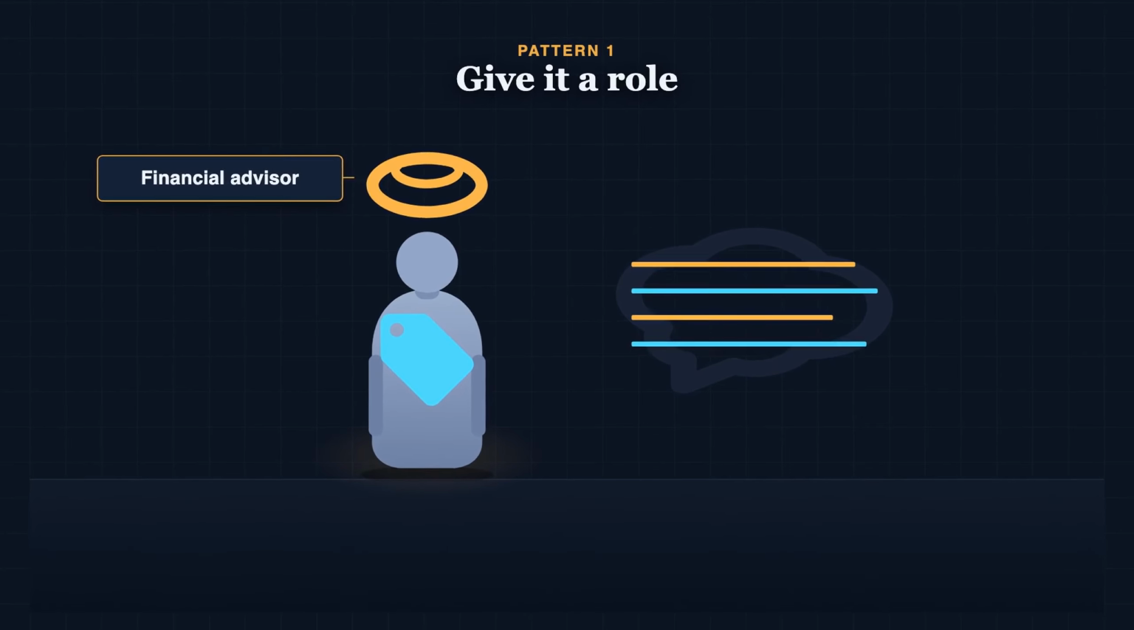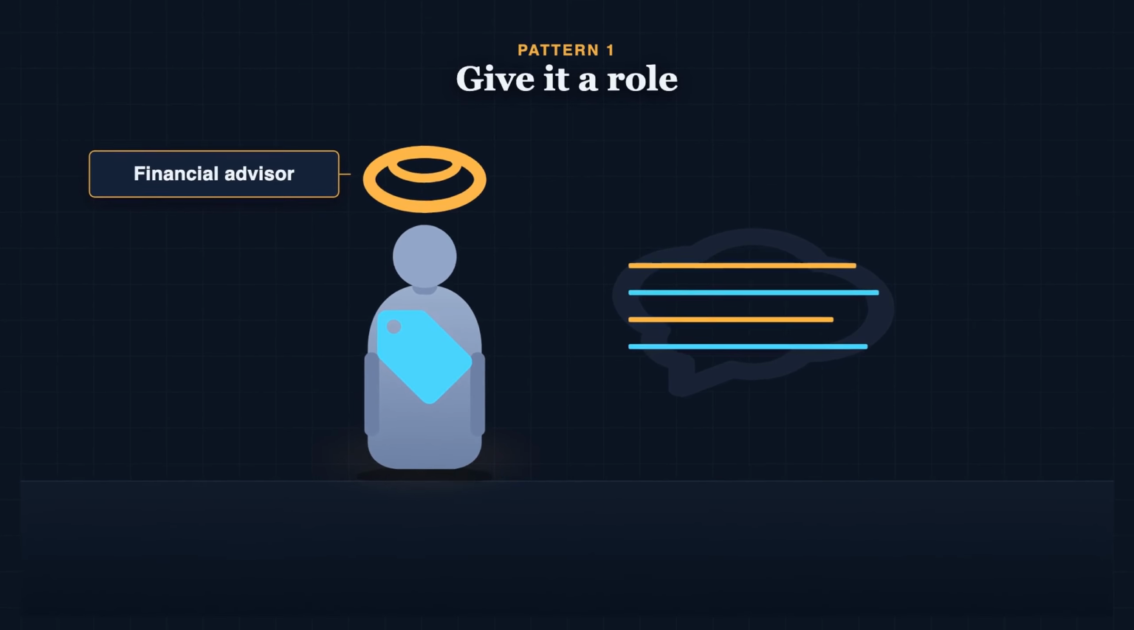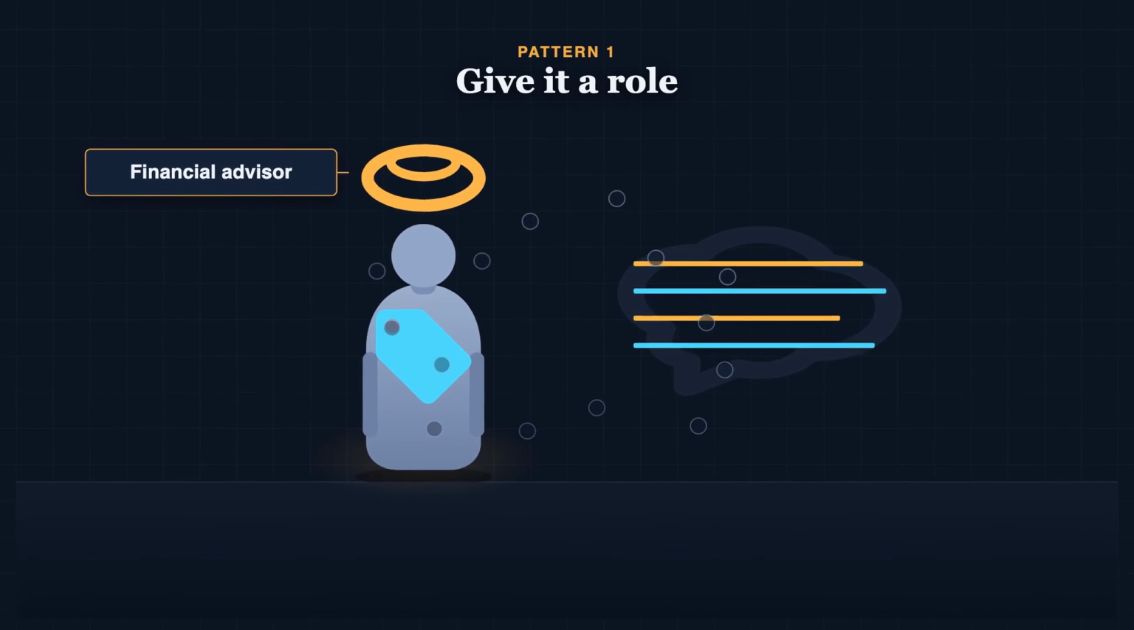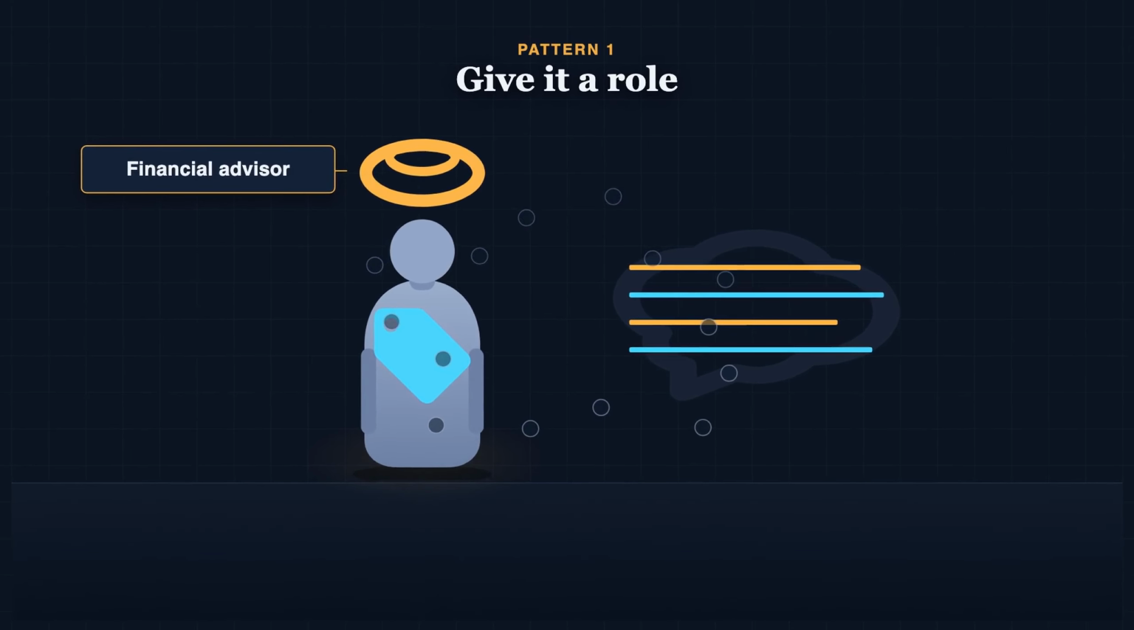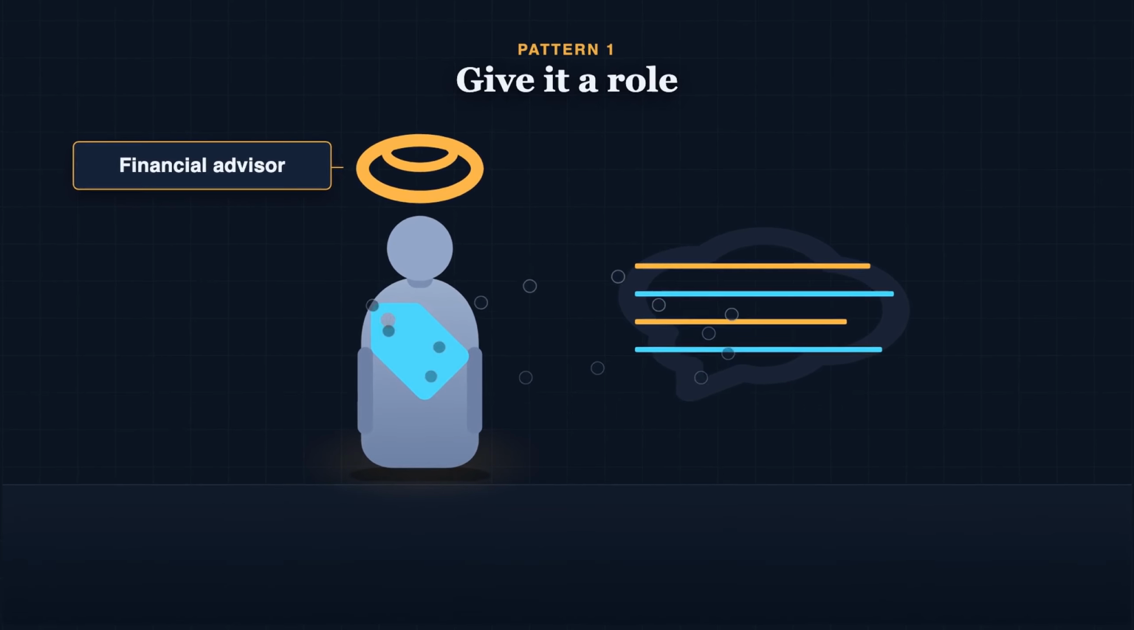Why does a role work? Without one, the model averages every possible audience at once, so it lands somewhere generic and useful to no one. A role constrains 3 things fast. The vocabulary it picks, how deep it goes, and what it assumes you already know. It stops guessing who is listening.